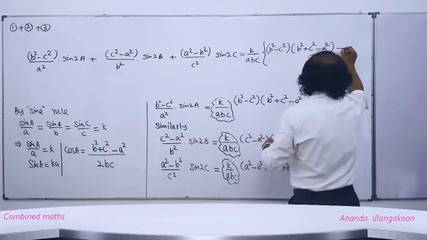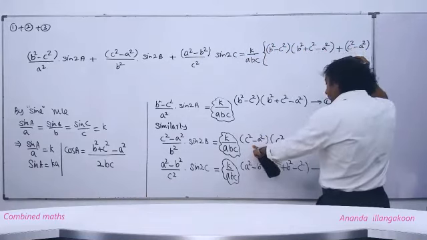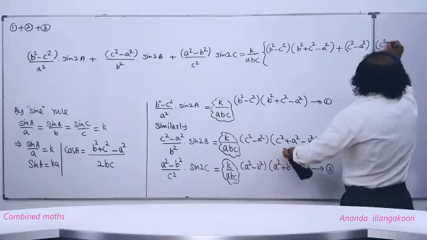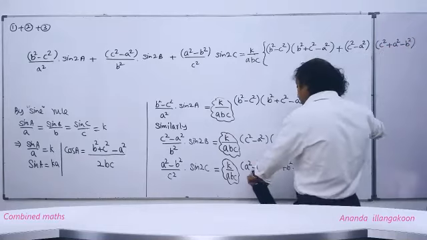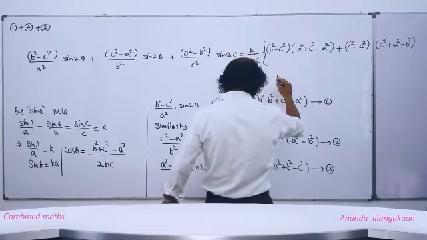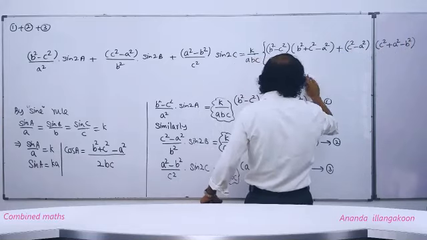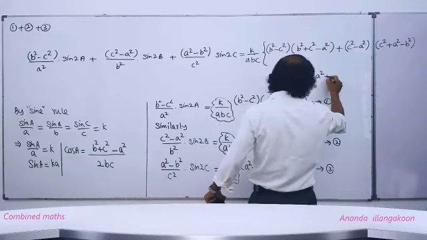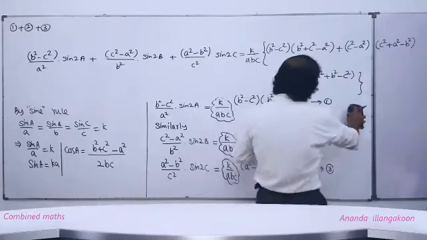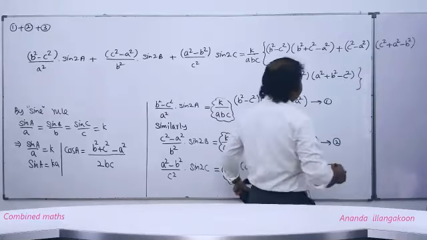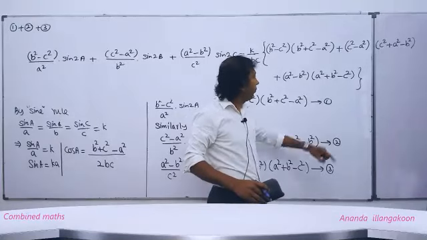Right. Plus, next one is c squared minus a squared times c squared plus a squared minus b squared. Okay, the other one is this plus a squared minus b squared times a squared plus b squared minus c squared. Okay. Now we'll try to simplify within this bracket.